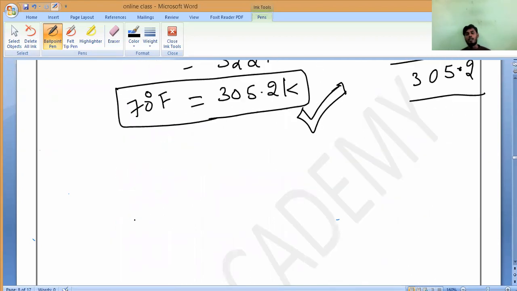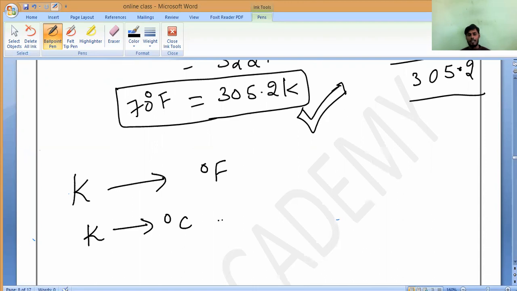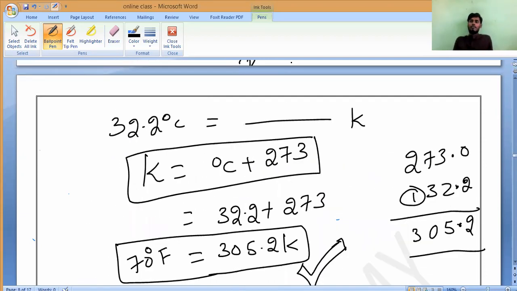Now reverse, Mari. Suppose they are asking Kelvin scale to degree Fahrenheit. What do you need to do first? Kelvin scale must first be converted into degree Celsius. Later degree Celsius to degree Fahrenheit. Do you understand? Can you do the reverse also now? Yes, sir.